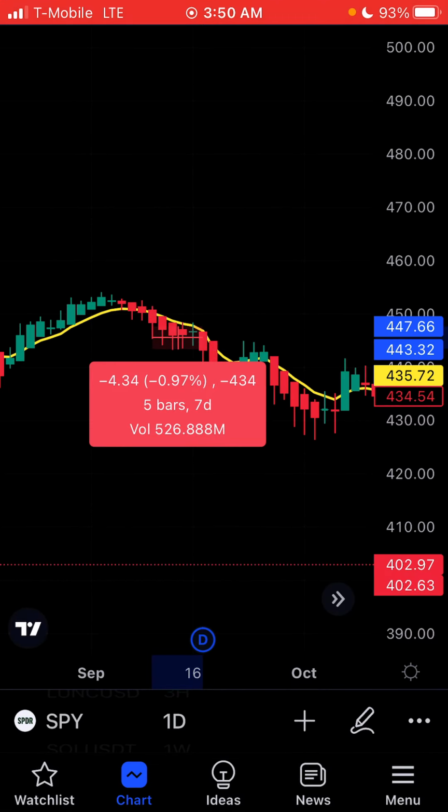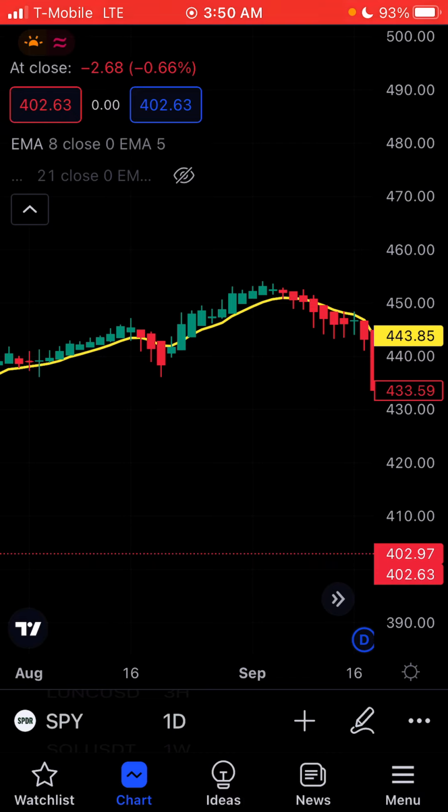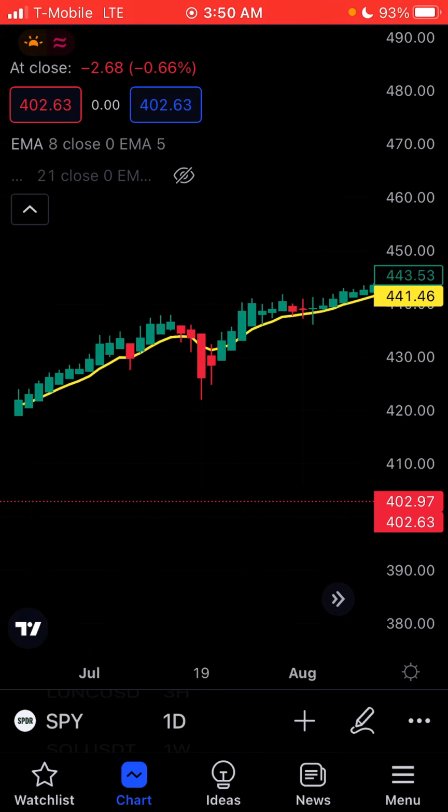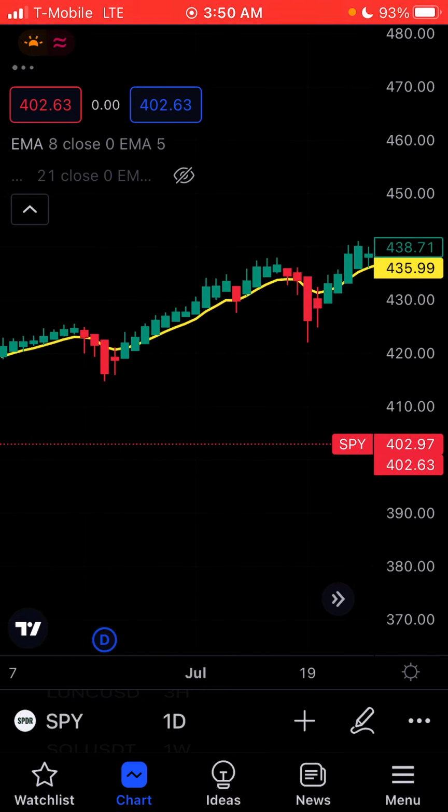So let's do this one more time with kind of a big run. Let's find a big run and say you want to buy. Let's do this one right here.